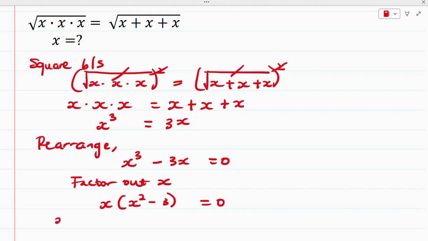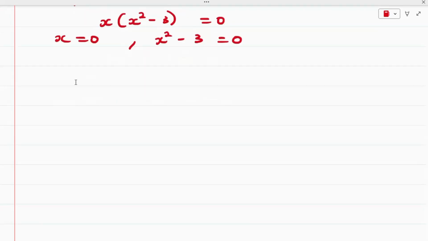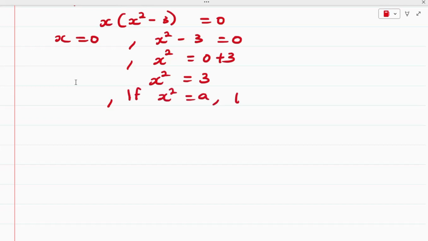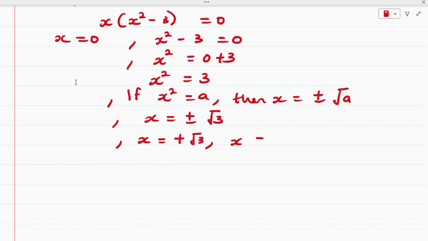0. So we have that x is equal to 0, and we have x squared minus 3 is equal to 0. So from here, x squared is equal to 0 plus 3, and we have x squared is equal to 3. But from this property, if x squared is equal to a, then x is equal to plus or minus the square root of a. If we apply this, x is equal to plus or minus the square root of 3, which implies that x is equal to plus root 3 and x is equal to minus root 3.